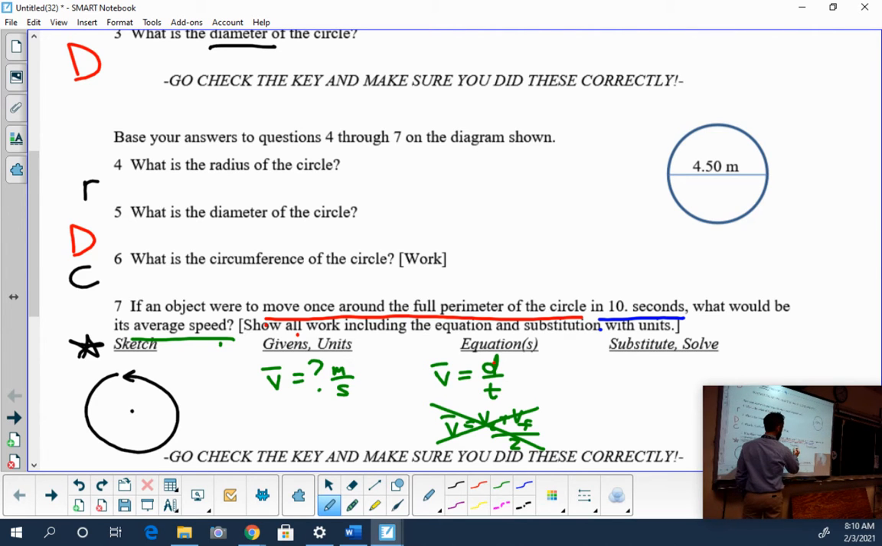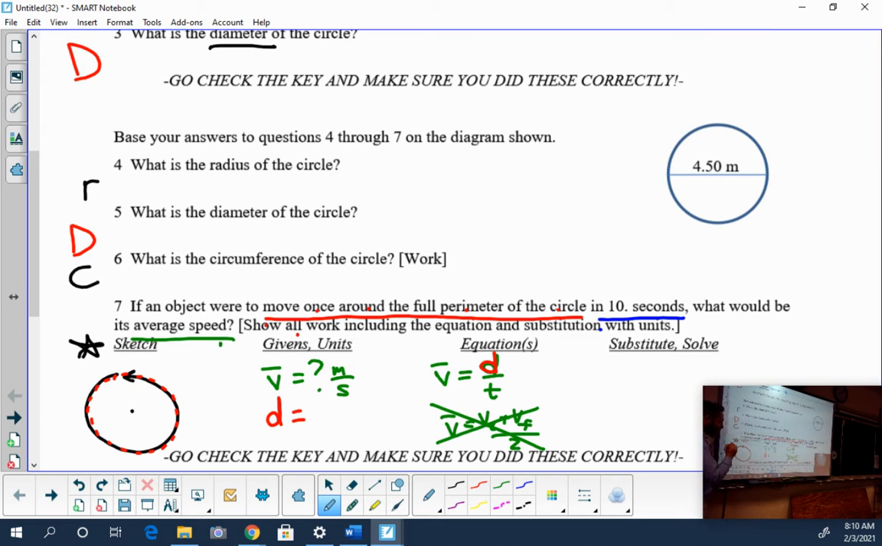Now d, minuscule d for distance. Distance equals. This is where the sketch comes in. It says the object moves once around the perimeter of the circle. That means if you sketch this, the object did this.